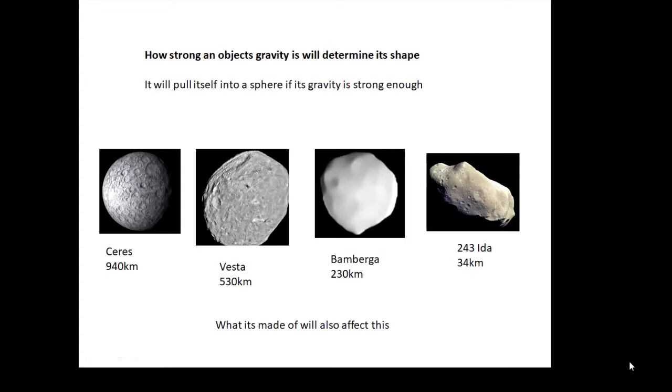If you look at the diameters of these objects and you look at their shape, it should be pretty obvious that the more mass it has, the more likely it will pull itself into a sphere. What it's made of will also affect this. If it's made of rocky stuff, or if it's something like a comet, comets aren't held together very strongly. But the amount of gravity is very important in determining shape.